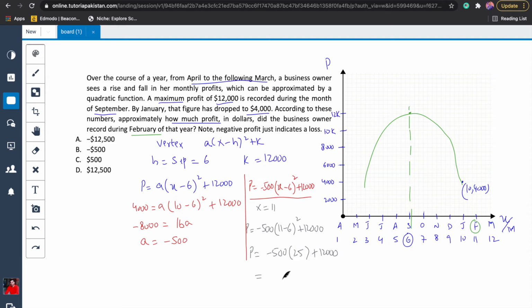Minus 500 into 25 is minus 12,500 plus 12,000. You subtract this, we get minus 500. That means during the month of February, the profit is minus 500. Basically, it's a loss. So if you have negative profit, it indicates a loss. This is already told in the question. So the answer is basically option choice B.